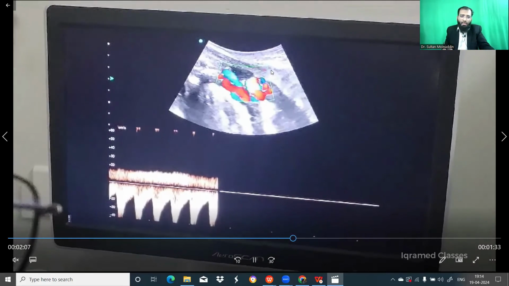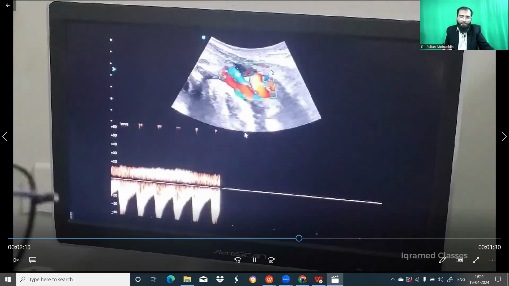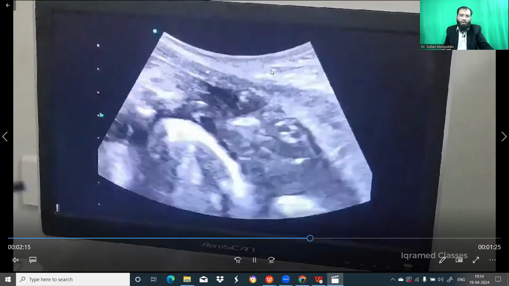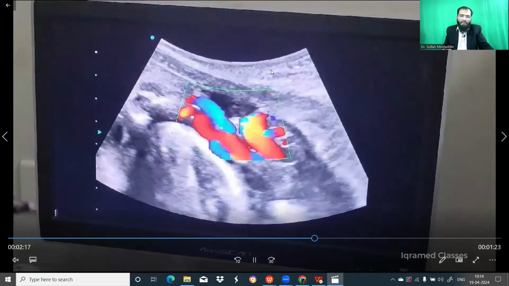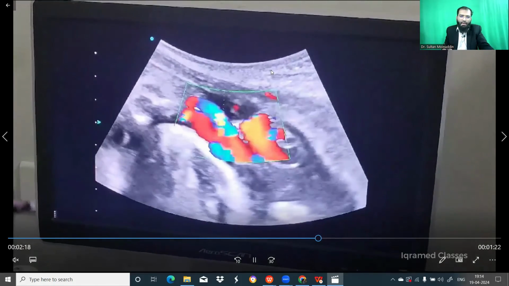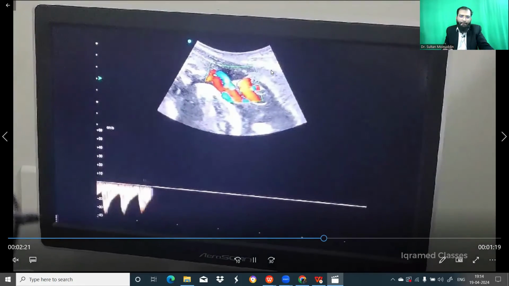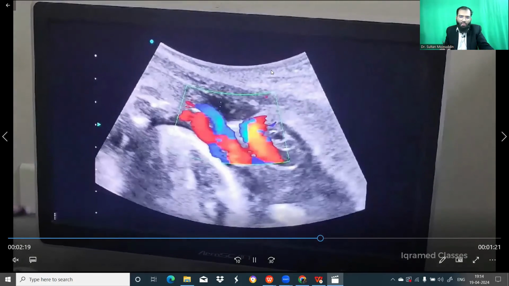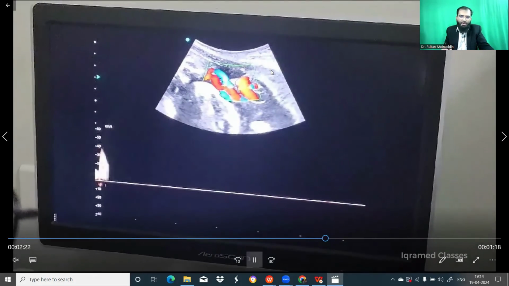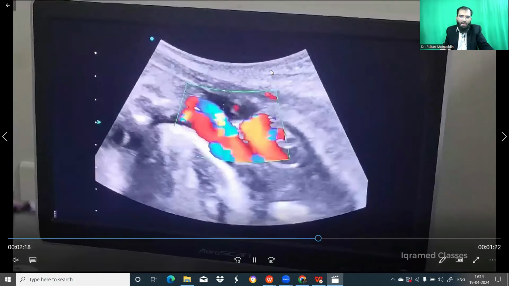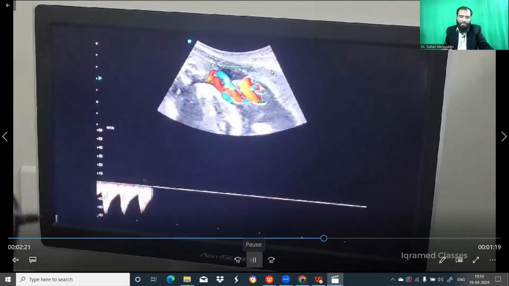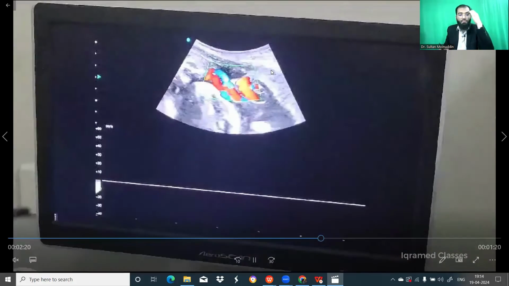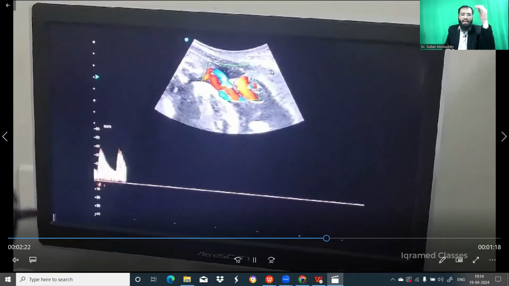So now, see, look carefully. So this is how you put the cursor inside. So this is the free loop of cord. Now what I want to show you here, very important, see here. Now this was the cord which was pulsating. The waveform which you got initially was a reverse wave. Look here. So it was downward. So this can be changed.